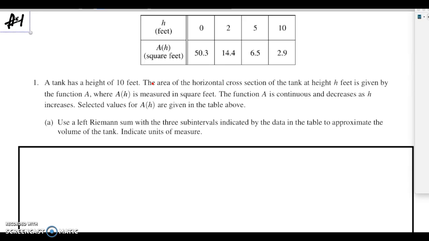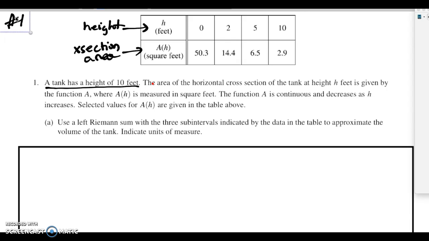A tank has a height of 10 feet. The area of the horizontal cross-section of the tank at height h feet is given by a function A, where A of h is measured in square feet. So I'm going to mark these off here. This is height. This is cross-section area. Area is in feet squared.